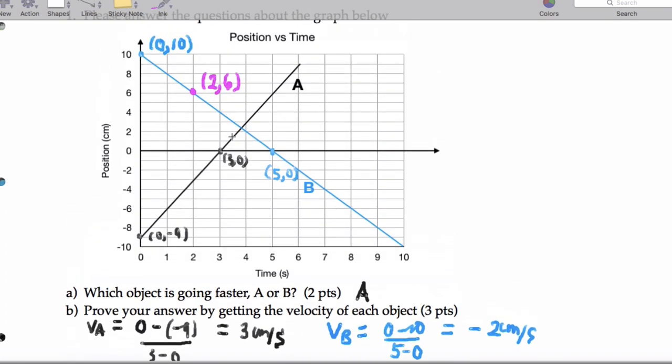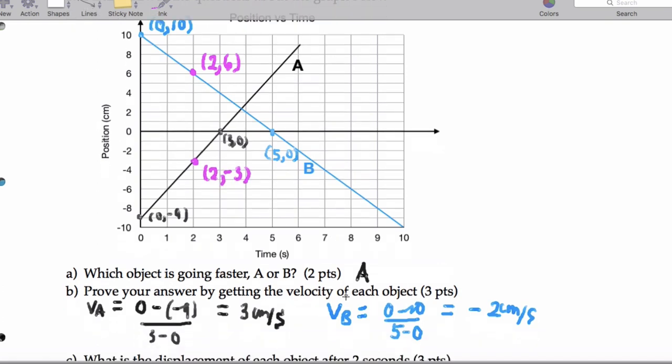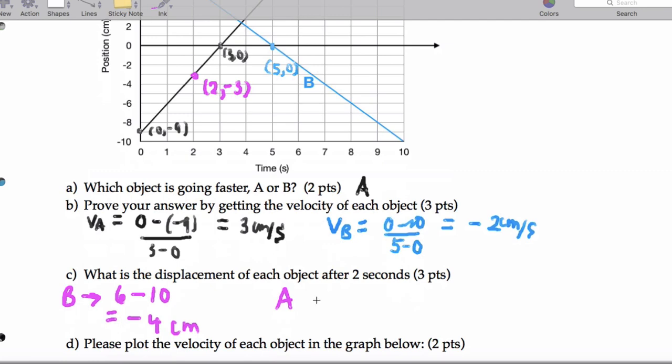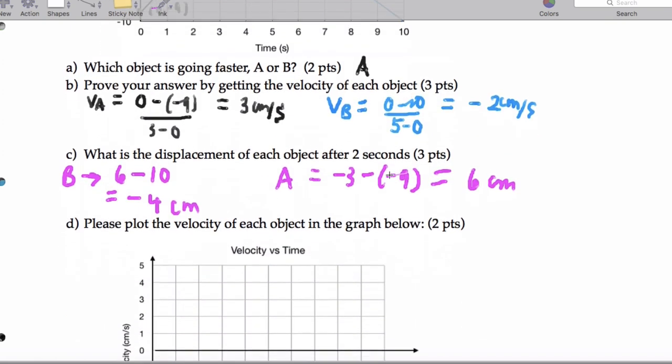For object A, let's do something similar. At 2 seconds, it ends up at the -3 centimeter mark. So for object A, we're going to say the final position is -3 minus -9, and that gives us a displacement of 6, and that is a positive 6 centimeters.